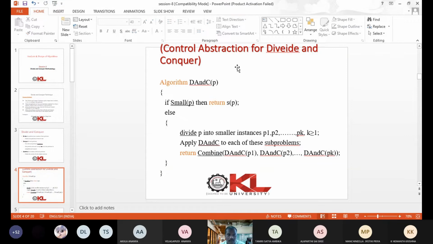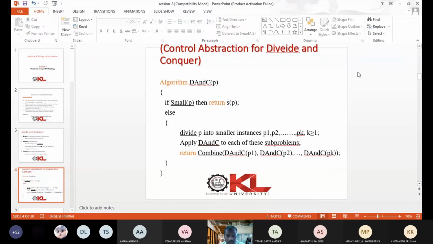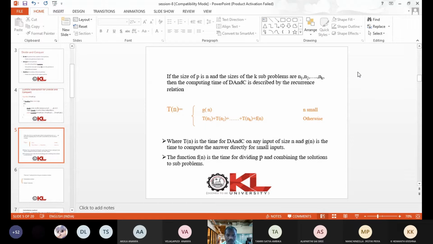Understood? Why is this called control abstraction? Because we are using some abstract functions like small, DAndC, and combine, where we know the purpose of those functions and we don't know the exact implementation of those. So this is how the divide and conquer algorithm will work. Now we will look into the time complexity.